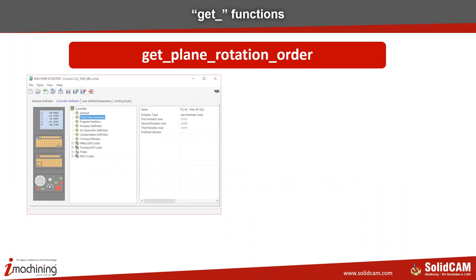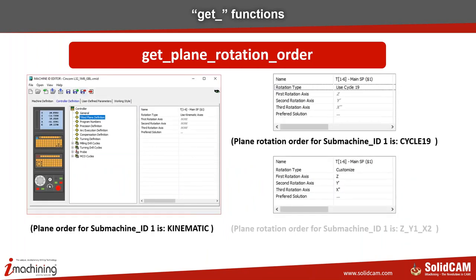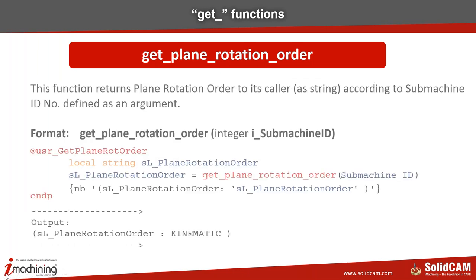Now in the next slide, I just mentioned which parameter that is. As you can see here, we have a tilting plane definition, and inside the tilting plane definition, we have use kinematic axis. We can also use cycle 19 or use customize, so it will return different values, okay? Now let's see how that actually looks. So let me just go back here.